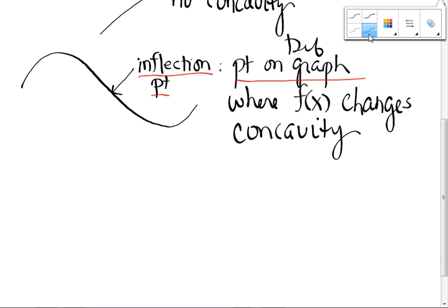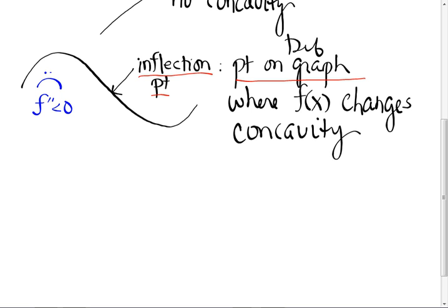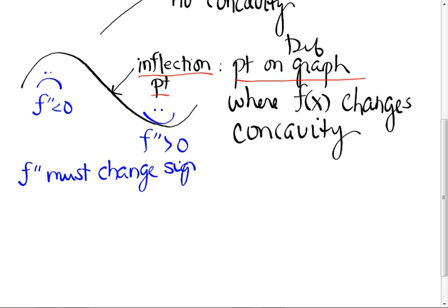What's the second derivative here? We're concave down. So what's true about that? That's negative. What's true about here? You're concave up. F double prime is positive. How do you prove you have an inflection point, Noah? F double prime must change sign. Either goes plus to minus or minus to plus. Can't go to zero. It's got to go positive to negative, negative to positive.